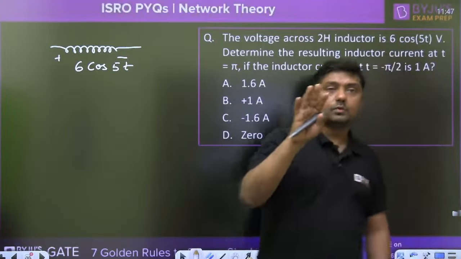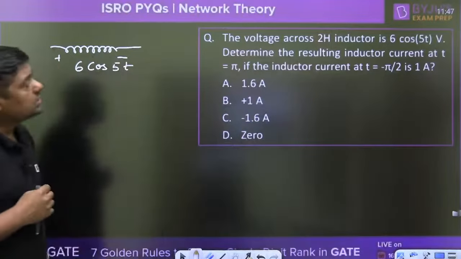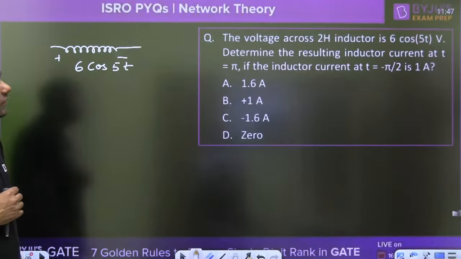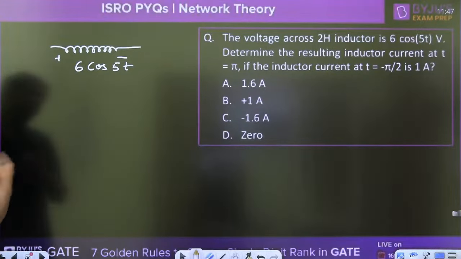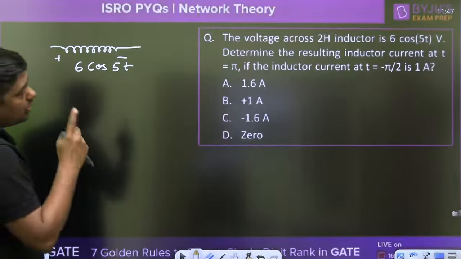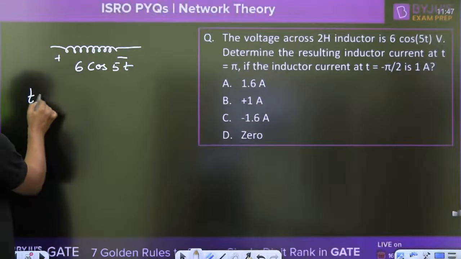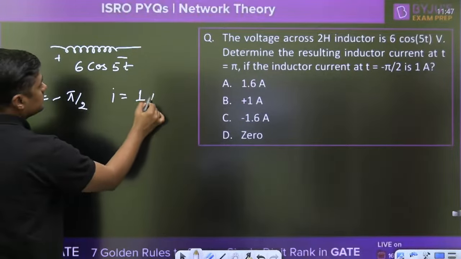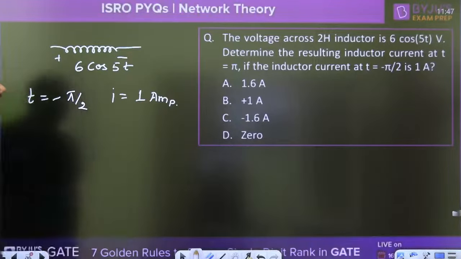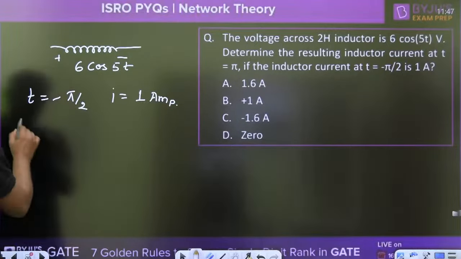I am giving it, just wait. The voltage across the 2 Henry inductor is 6 cos 5t. Determine the resulting inductor current at t equal to pi if the inductor current at t equal to minus pi by 2 is given. No idea about the initial current, but the value is given at t equal to minus pi by 2. What is the current here? 1 ampere. Okay, no problem. The second important thing, you have to determine the current at t equal to pi.